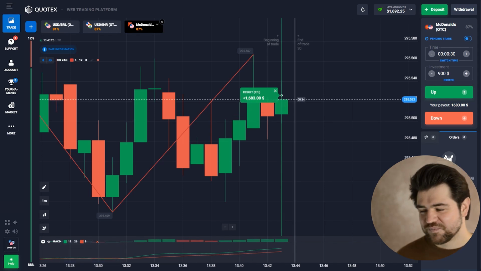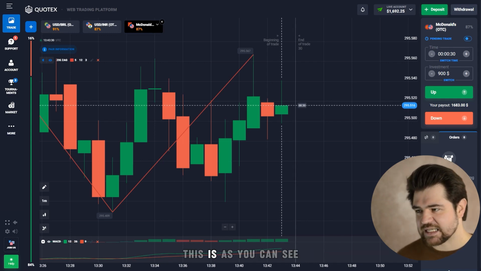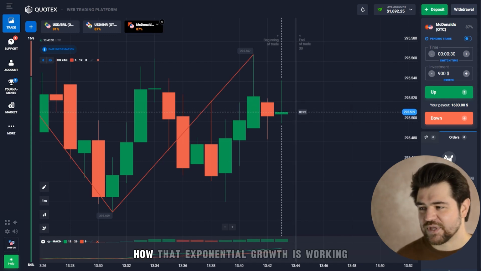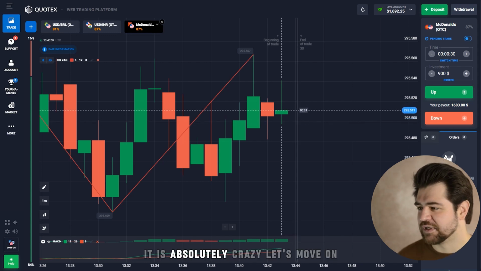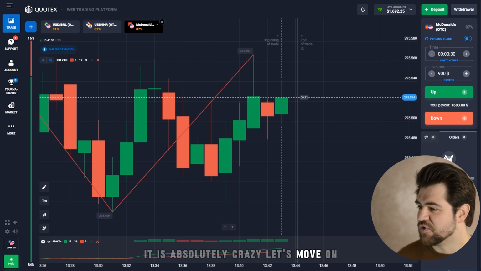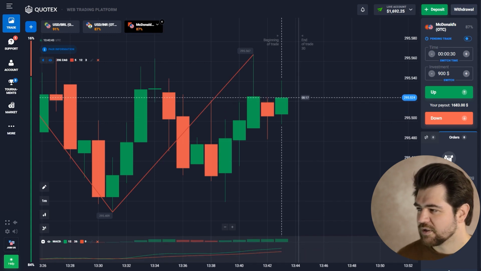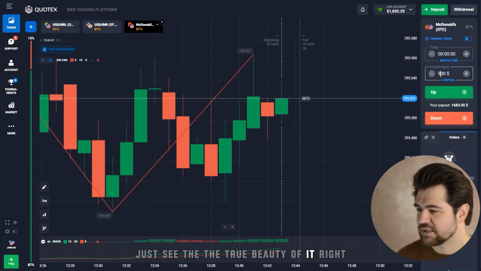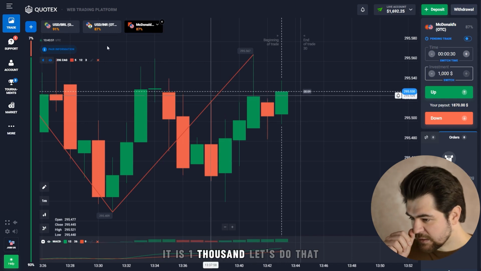Right, we've entered into the 4 figures, guys. This is, as you can see, how that exponential growth is working. It is absolutely crazy. Let's move on. Let's push this snowball a little bit more and just see the true beauty of it. Right, it is 1000. Let's do that.